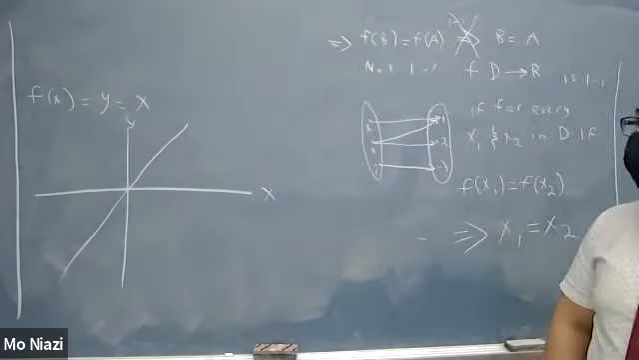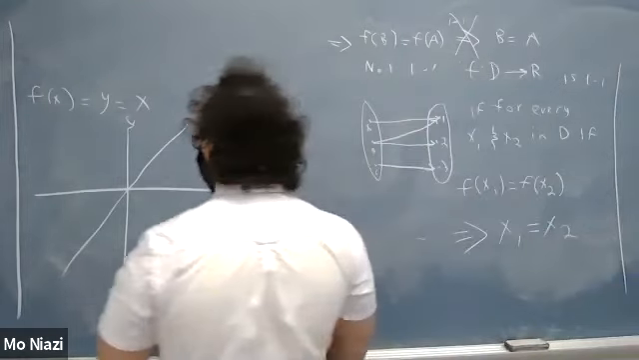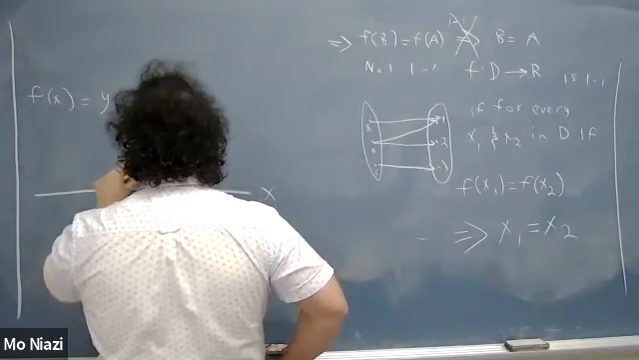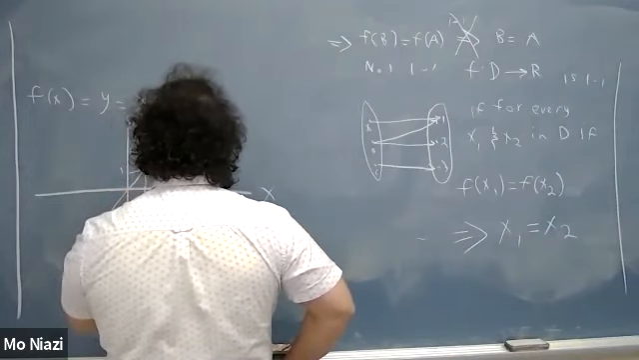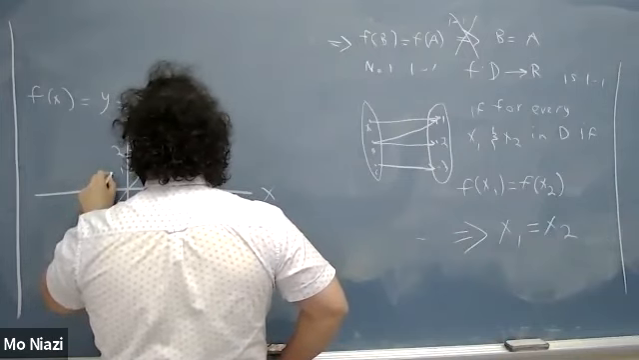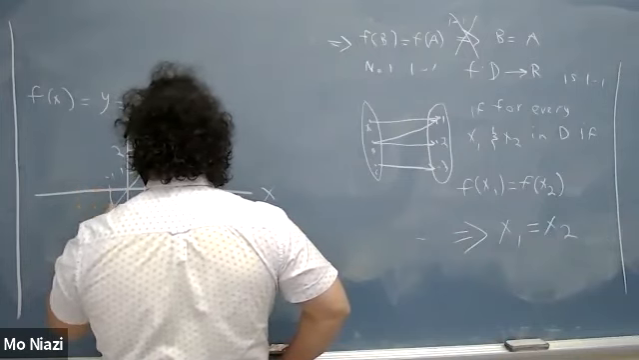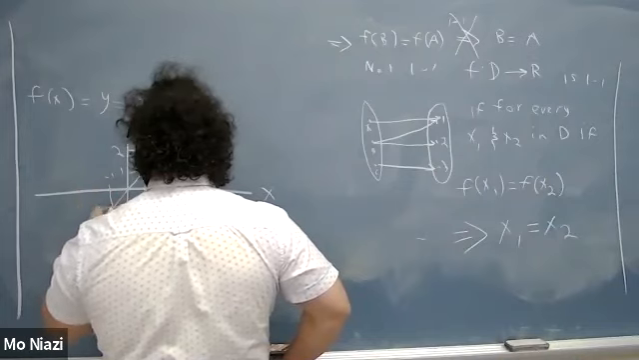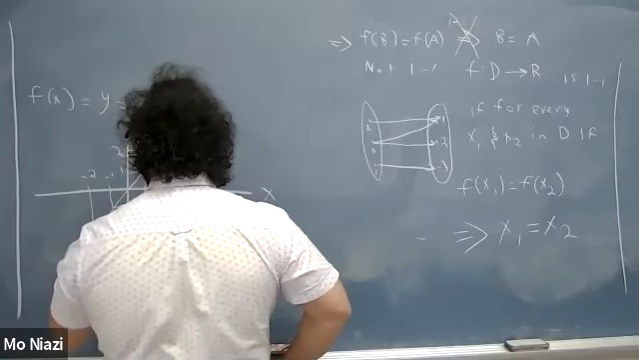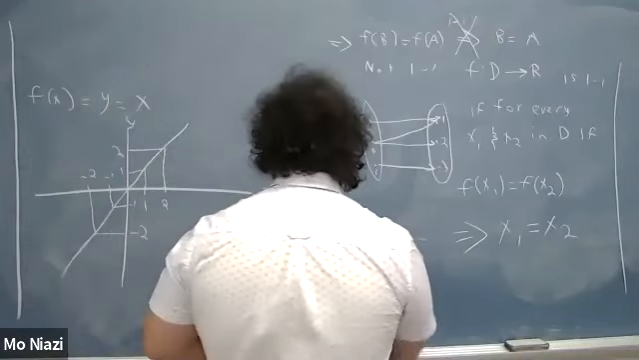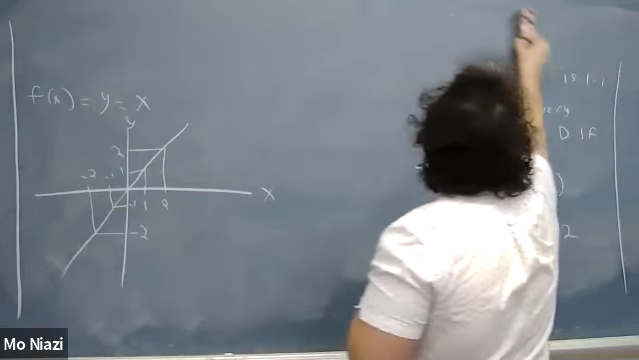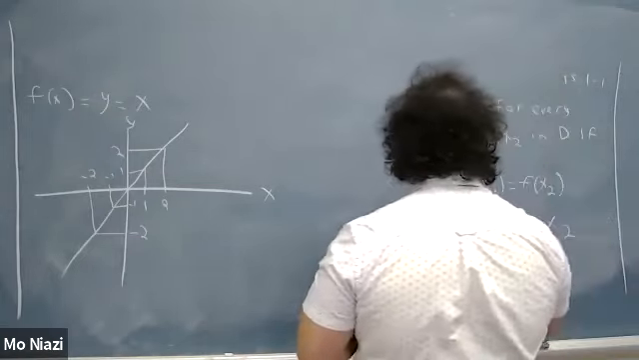This indeed is a 1-to-1 function because 1 gets mapped to 1. 2 gets mapped to 2. Negative 1 gets mapped to negative 1. Negative 2 gets mapped to negative 2. So this function is indeed 1 to 1. Let's show a function that is not 1 to 1.